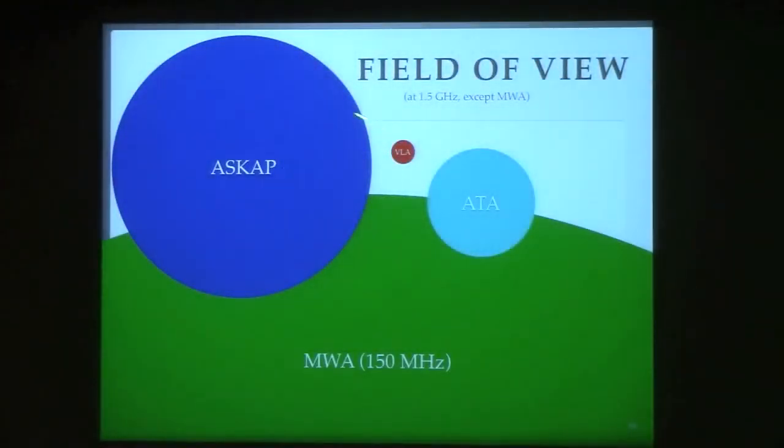So I showed you the VLA field of view relative to the ATA. Here's the Australian SKA Pathfinder, and here is the Murchison Wide Field Array, which is essentially like LOFAR that I showed you before, just a bunch of radio aerials, except instead of being in a muddy field, they're in the outback in Western Australia. And so this has a really big field of view. You can see a lot of the sky.